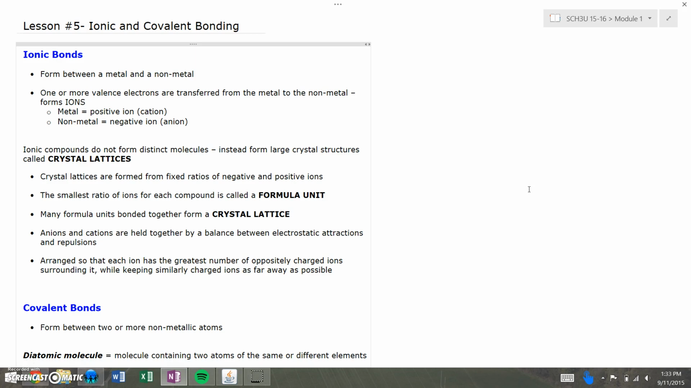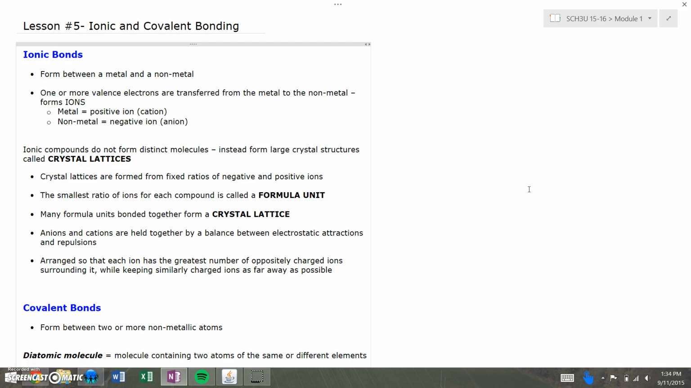So the metals, again, you find them on the left-hand side of the periodic table, tend to give up electrons, where non-metals, you tend to find them on the right-hand side of the periodic table, and they take on electrons, becoming negative in this case. So one or more of these valence electrons are transferred from the metal to the non-metal. So the metal becomes positive. Now you've lost an electron, you have an extra proton. It becomes a cation. Or a non-metal becomes a negative ion. It gains an electron, so now it has more electrons than protons, and it becomes an anion.